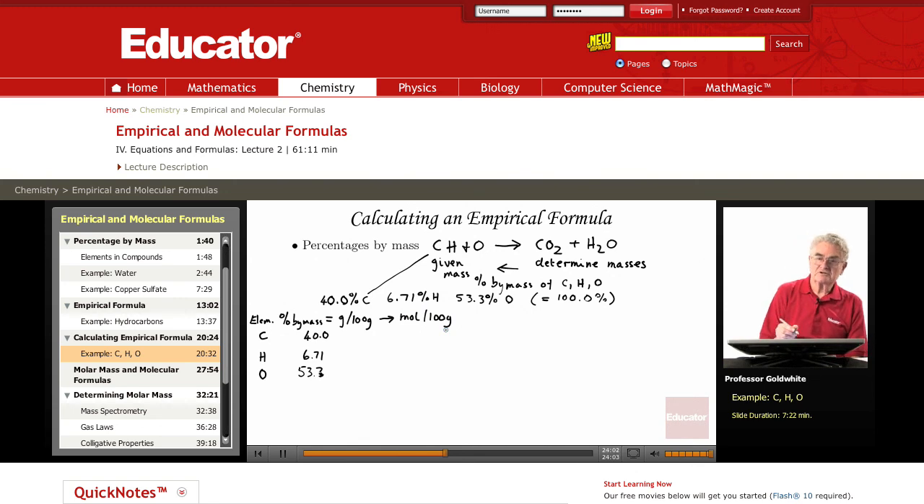How do we do that? We simply take the mass and divide it by the molar mass of the element. So 40 grams of carbon is how many moles of carbon? It's 40.0 grams of carbon divided by 12.01 grams per mole of carbon. And if we calculate that, we find that makes 3.33.